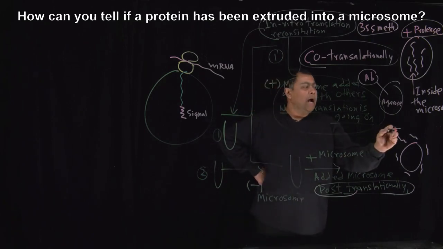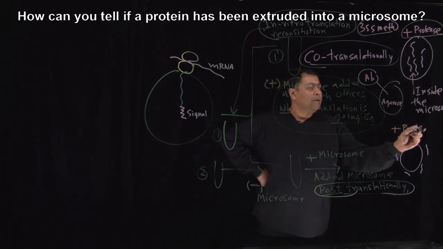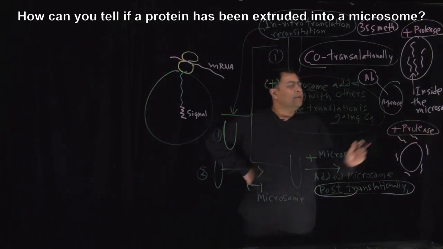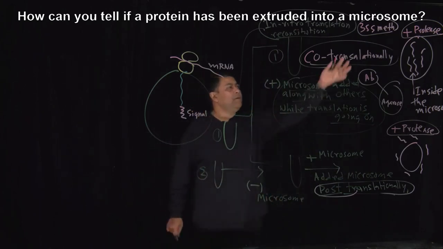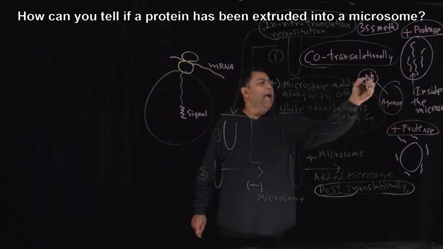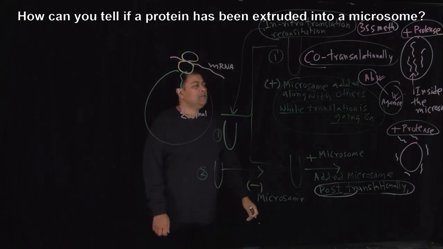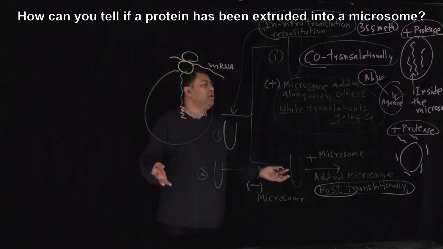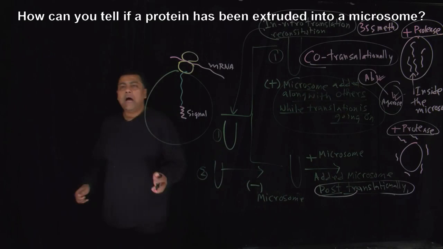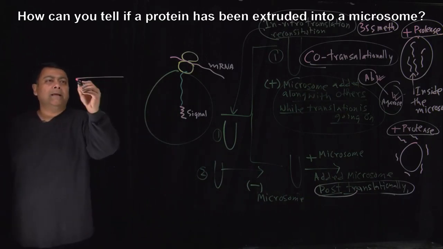Here also we add some protease. That should digest the protein as well. So after adding the protease, we add this antibody and we do the immunoprecipitation reaction, and after that we run a gel. So how should this gel now look?